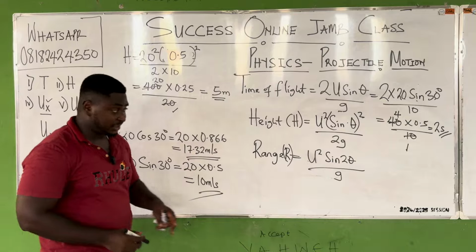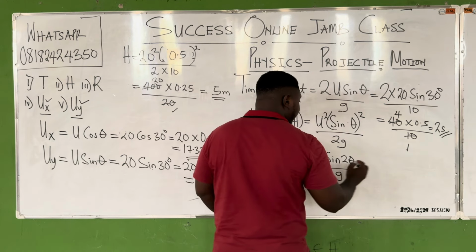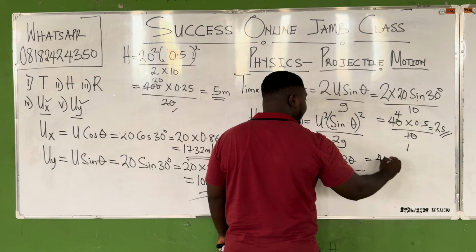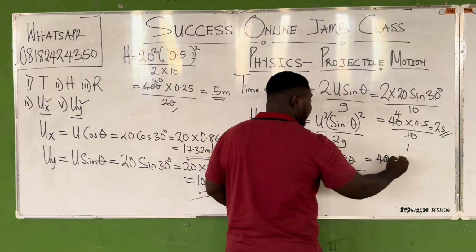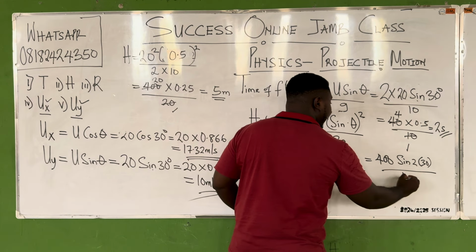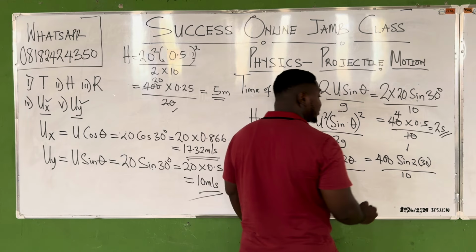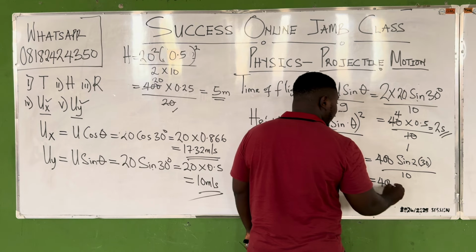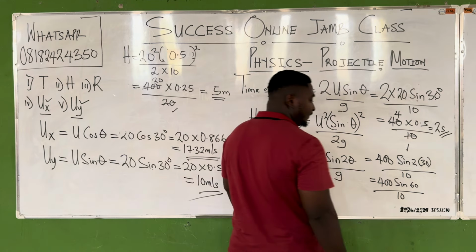The remaining thing is the range. We can easily solve for our range here. Our range says U squared, that's 20 squared, which is 400. Remember our U is 20, right? Sine 2 theta means sine 2 times, what's theta? 30 degrees, right? All over 10. Sine 2 theta means sine 2 times 30, which is sine 60 degrees. So this is 400 sine 60 degrees all over 10.